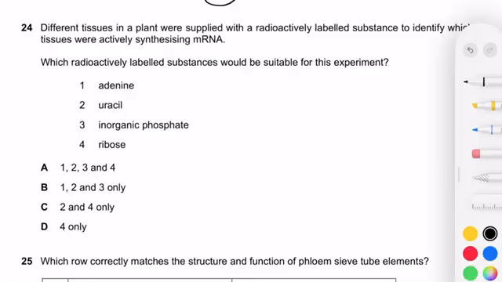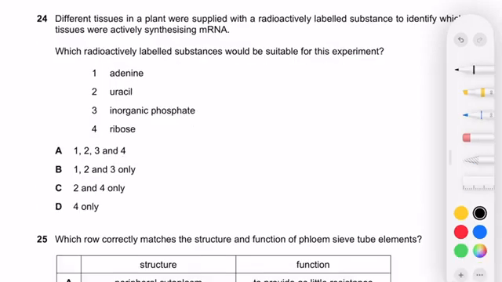Different tissues in a plant were supplied with radioactively labeled substances to identify which tissues were actively synthesizing mRNA. So obviously, which radioactively labeled substance would be suitable for this experiment? Anything that is specific to RNA and not DNA, because there are differences between mRNA nucleotides and DNA nucleotides, right? So both of them are going to have pentose sugars, but DNA has a deoxyribose, while RNA is going to have ribose. That's hence the name. It's called deoxyribonucleic acid, right?